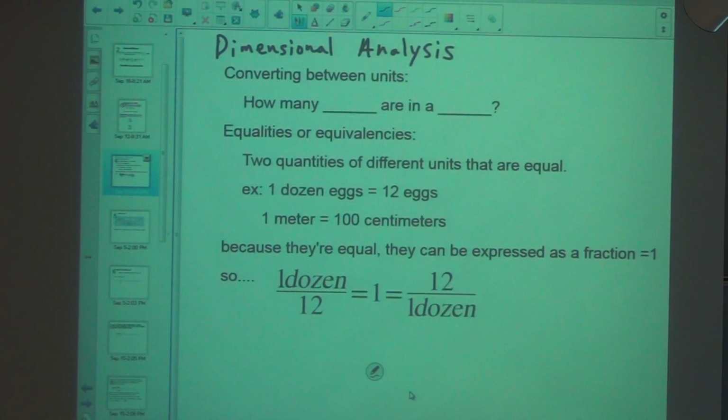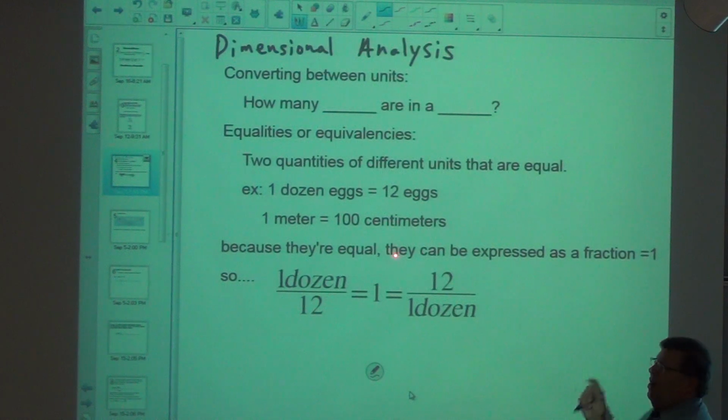How many feet are in a mile? 5,280 feet. That's an equivalency. How many hours are in a day? 24 hours. Those are equal measurements, but they're different representations, different units, with different numbers that go with it. If you look at this, 1 goes with dozen, 12 goes with the eggs. 1 goes with meter, 100 goes with centimeter. They're still equal, and that's because there's a balance there.